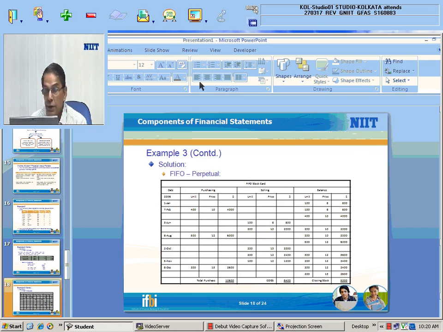I hope this table is readable at your end. Can I read this table?